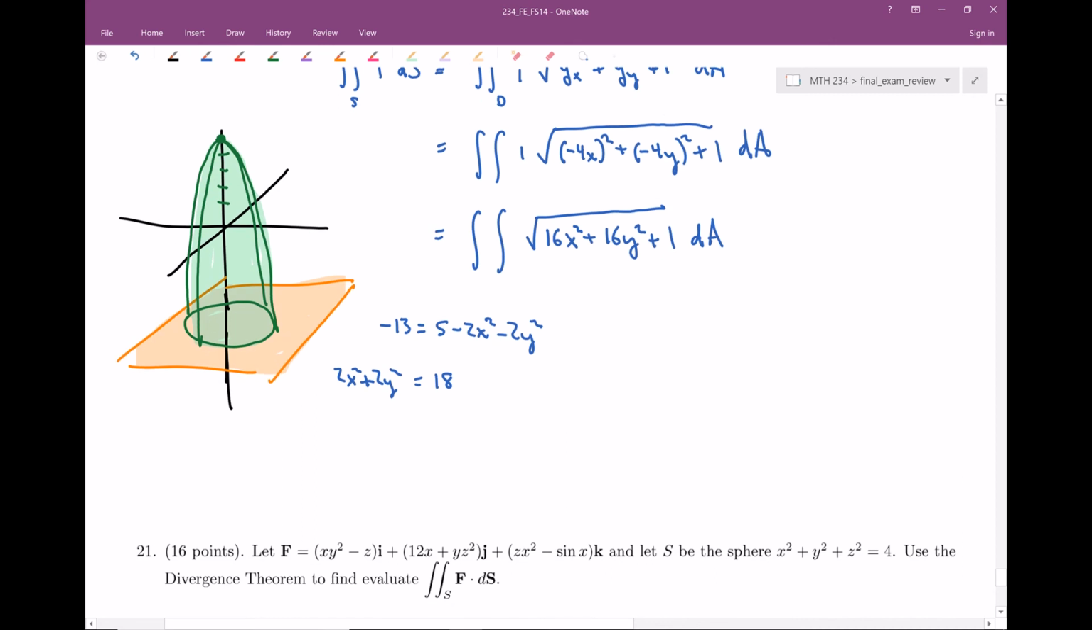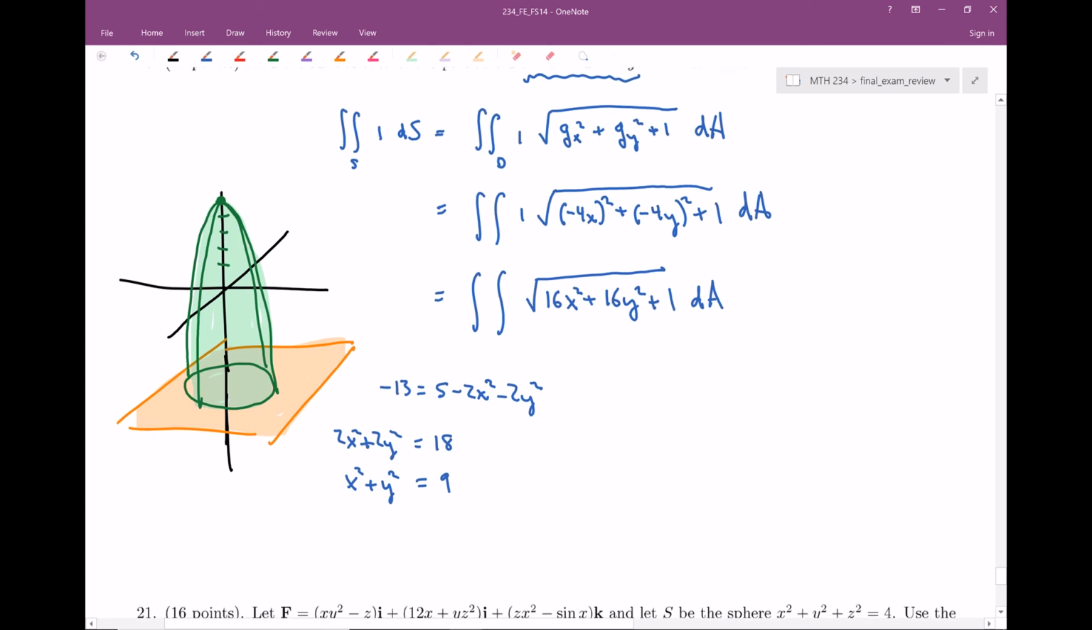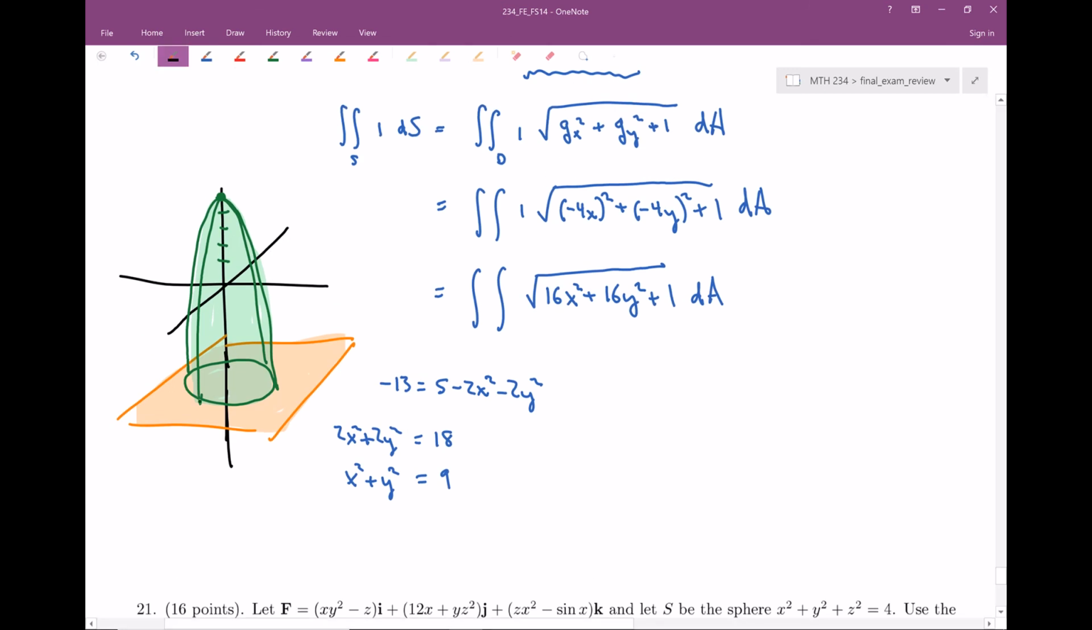Let's go ahead and divide by 2, and we can see that this is going to be a circle of radius 3, right? Because x squared plus y squared is equal to 9, aka 3 squared. So if I was to take this paraboloid, again, I'm trying to figure out what is the surface area of this paraboloid here that lies above the plane z equals -13. If I was to take this, and remember, I'm doing a double integral here over dA, I only have x's and y's. So if I was to smash this into the xy plane, I think that this would come up like so.